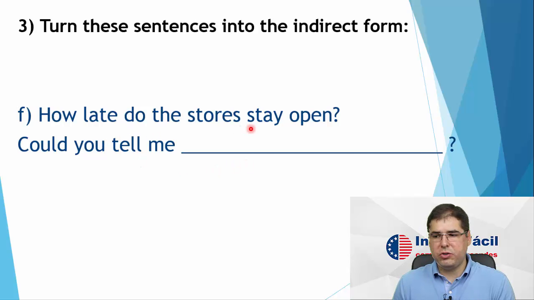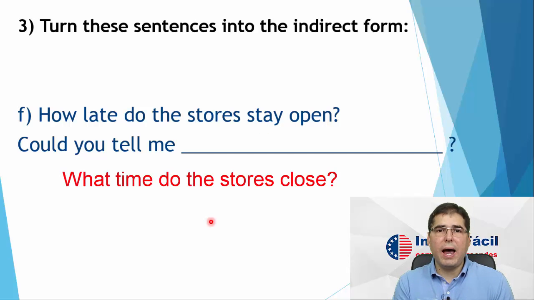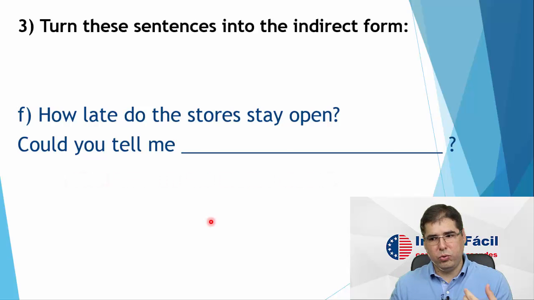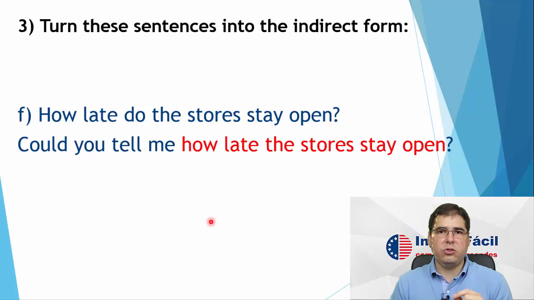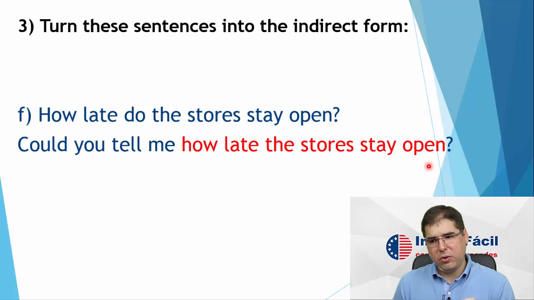Letter F. How late do the stores stay open? Do you understand this question? It means what time do the stores close, right? Or how late do they stay open? So, could you tell me how late the stores stay open? Okay, this is very simple. When we have do, right, we just have to remove it because the verb doesn't need extra conjugation, right? So, could you tell me how late the stores stay open?